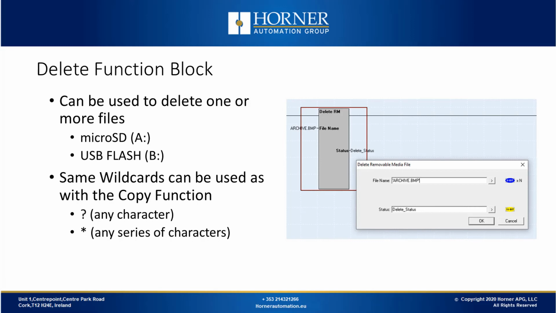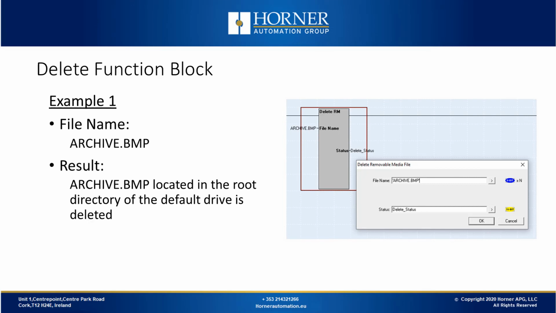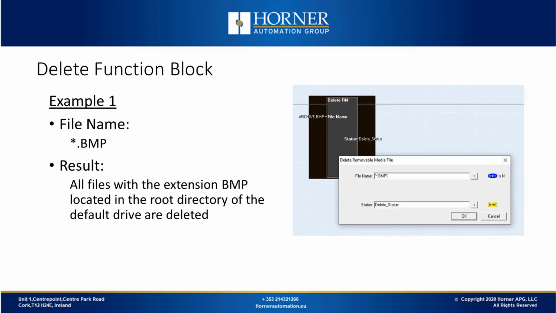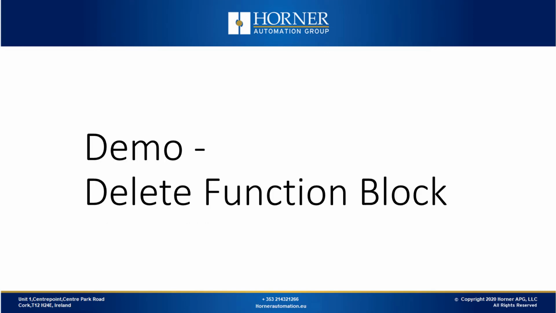Now we'll take a look at the delete function block, which can be useful for file maintenance. You can use the delete function to delete one or more files using the same wildcard functions mentioned earlier. For this first example, we're using a delete function and we're deleting archive.bmp. This result is straightforward. The file is located and then deleted. Whereas if we specify wildcards, then we could delete a whole series of files. So if I did a delete with *.bmp, then it will delete all of the files in the directory which end in bmp. Now we'll demonstrate this function block in Cscape.